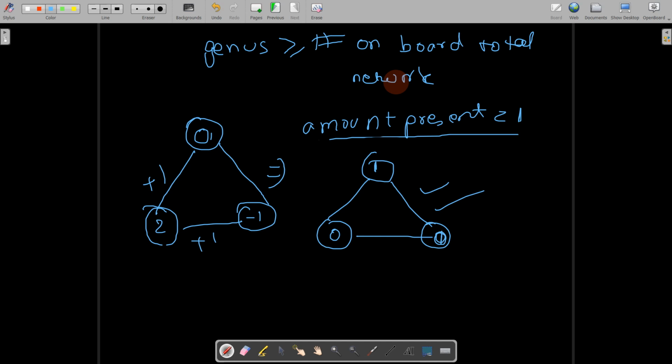So for this genus value, if the dollar amount of money present before redistributing is greater than or equal to the genus, this is a necessary condition. That means if this condition is violated at any stage, then you cannot make the board balanced. Balanced means removing negative nodes. But even if this is true, that is not sufficient to tell whether you can make this graph balanced or not.